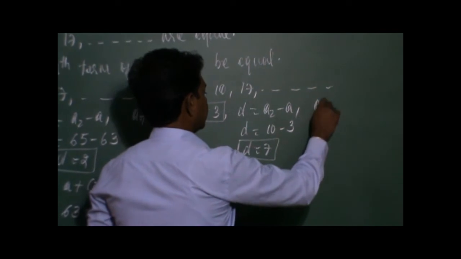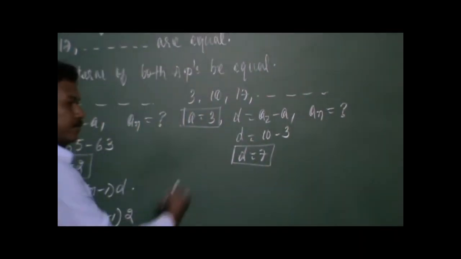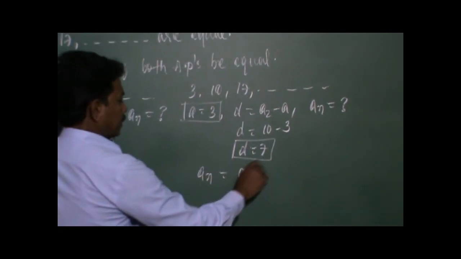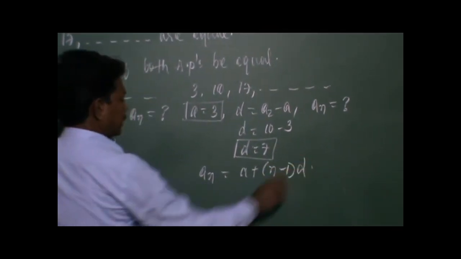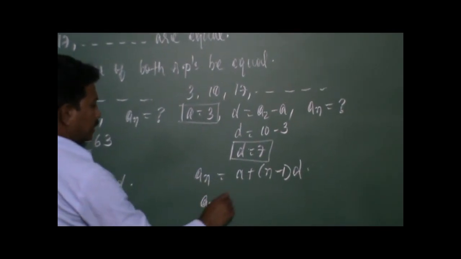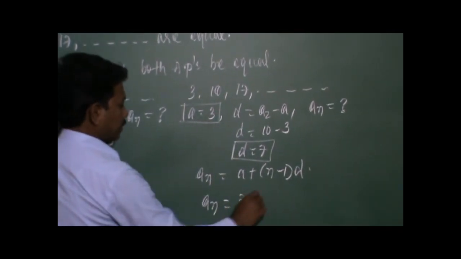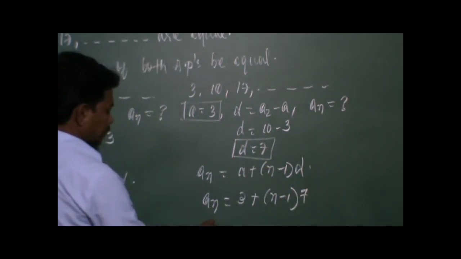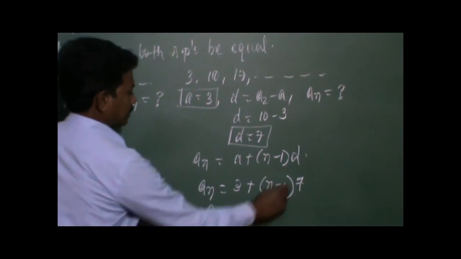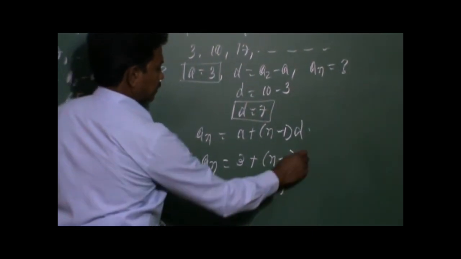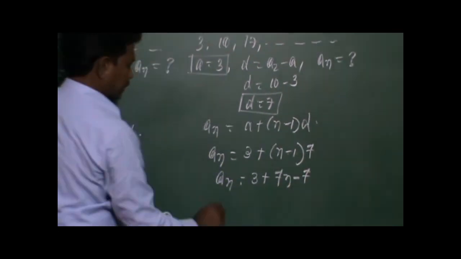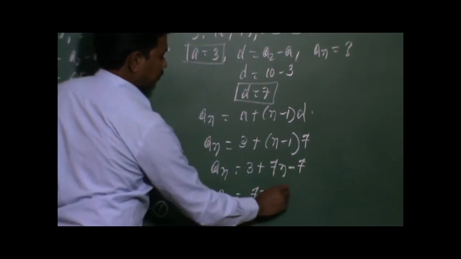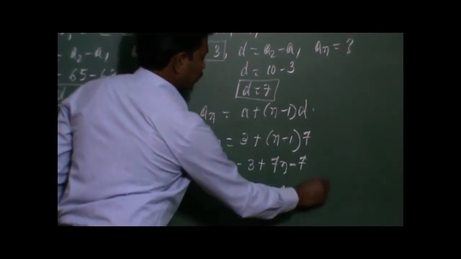Let us put a question mark for the nth term because we have to find out the nth term of the second AP. So An is equal to A plus n minus 1 into D. The nth term we have to find out. An is equal to A stands for 3 plus n minus 1 into D is 7. So An is equal to 3 plus 7 into n is 7n. 7 into minus 1 is minus 7. So An is equal to 7n, 3 minus 7 is minus 4. Take it as equation 2.